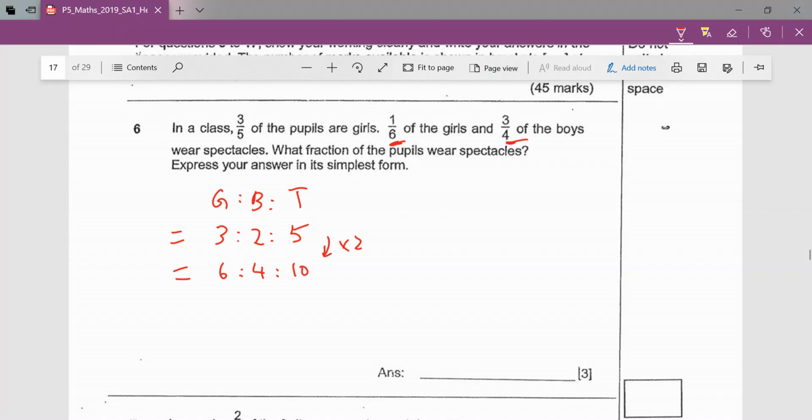Over here, if we continue, that would mean 1 out of 10 of the students is a girl that wears specs. 3 out of 10 of the students are boys who wear specs. That would be 4 over 10, that would be 2 over 5. Alright, so the answer is 2 out of 5.